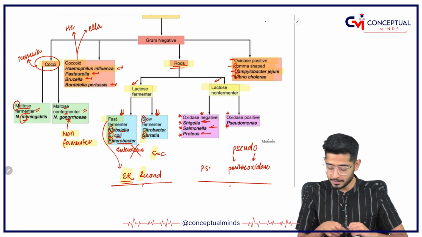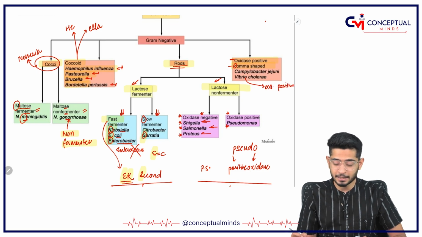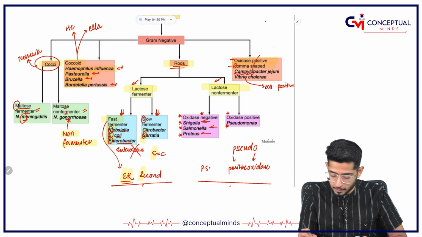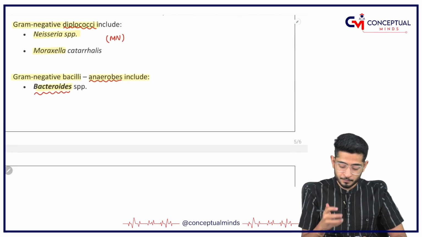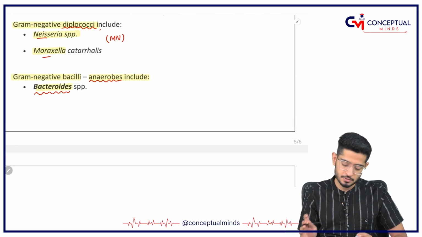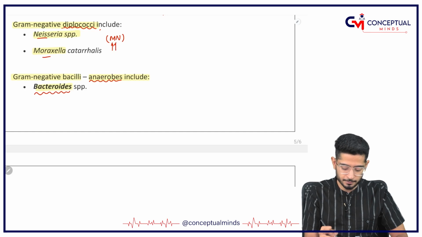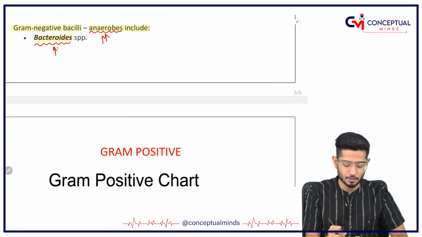How to remember? Please see Vibrio, it has this O, that means it is oxidase positive. And Campylo, O for oxidase positive. Some more gram-negative diplococci are Neisseria and Moraxella. Just remember M and N, diplococci. Gram-negative bacilli which are anaerobic are Bacteroides.